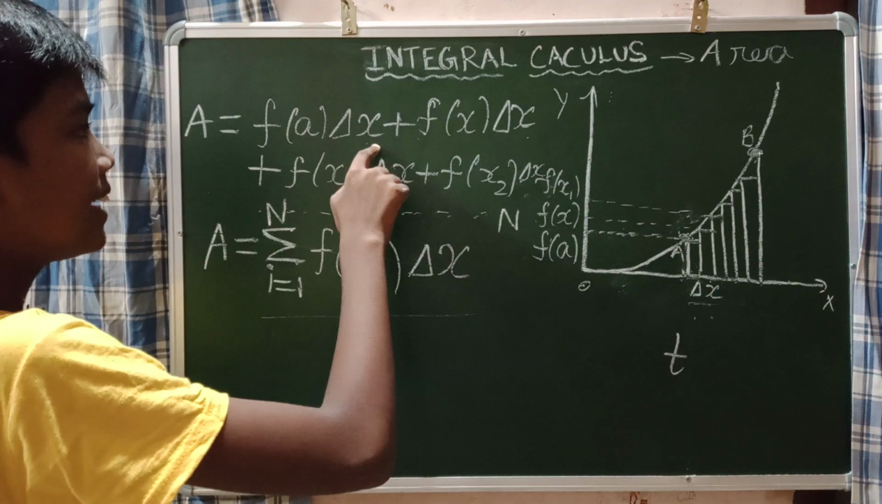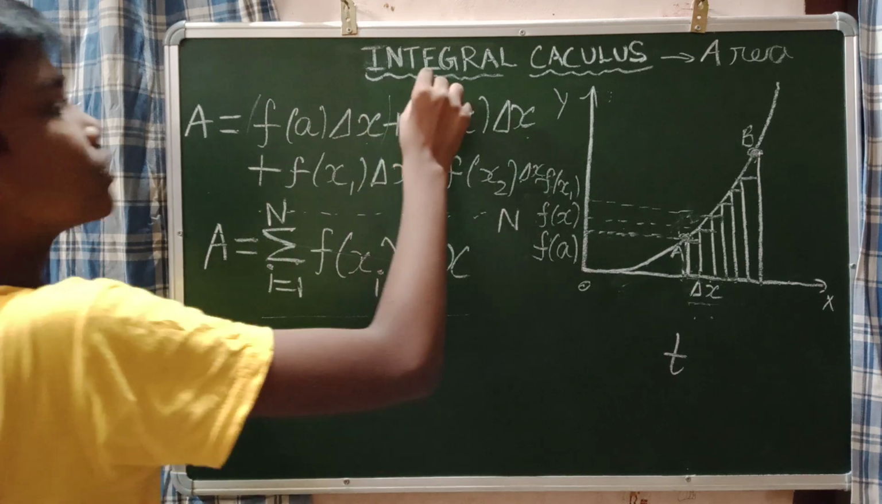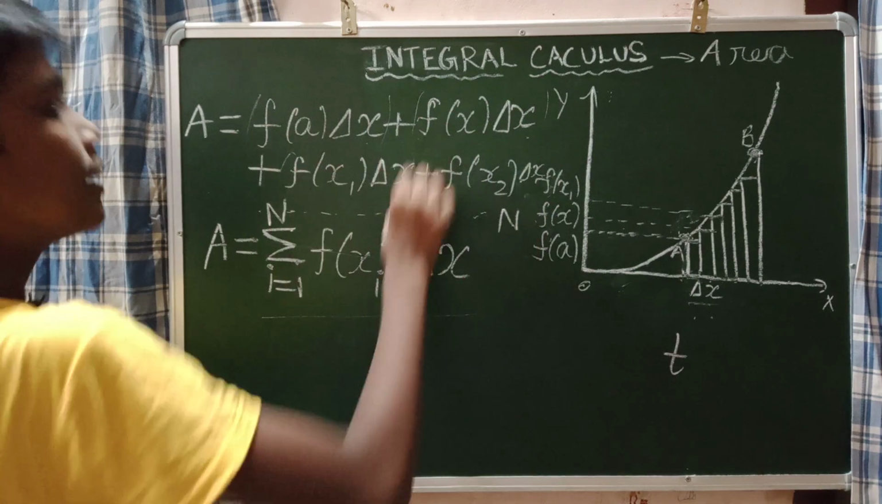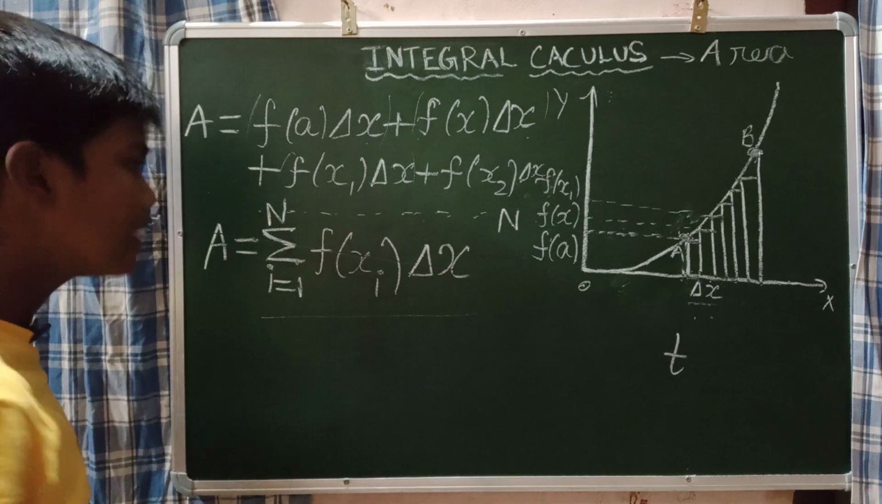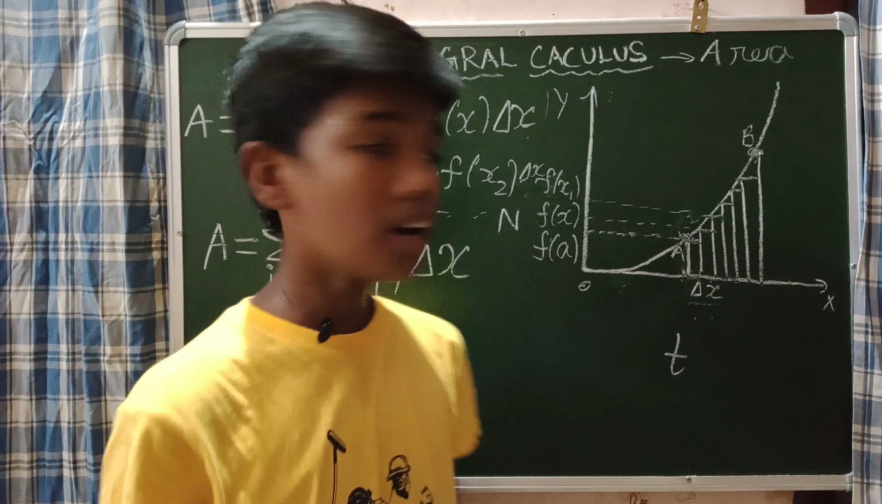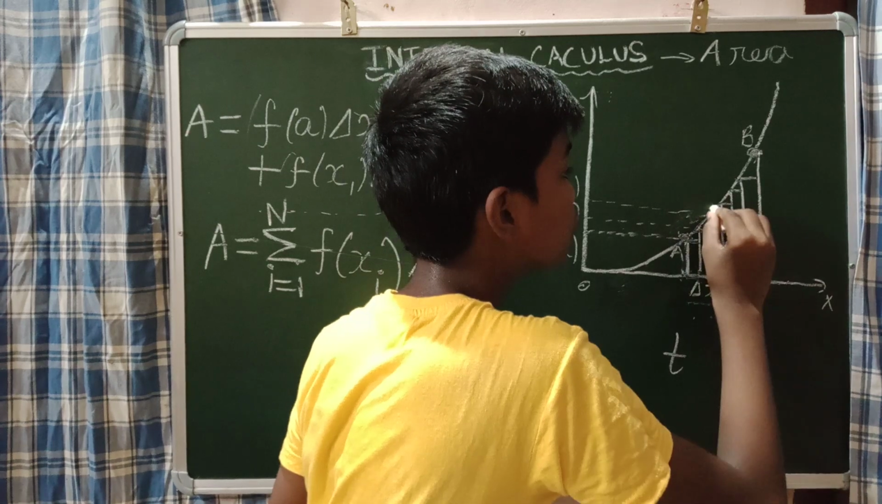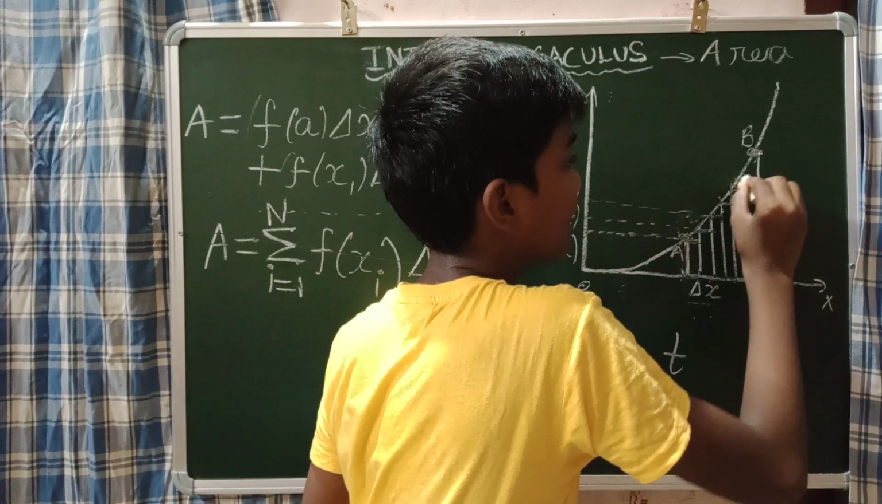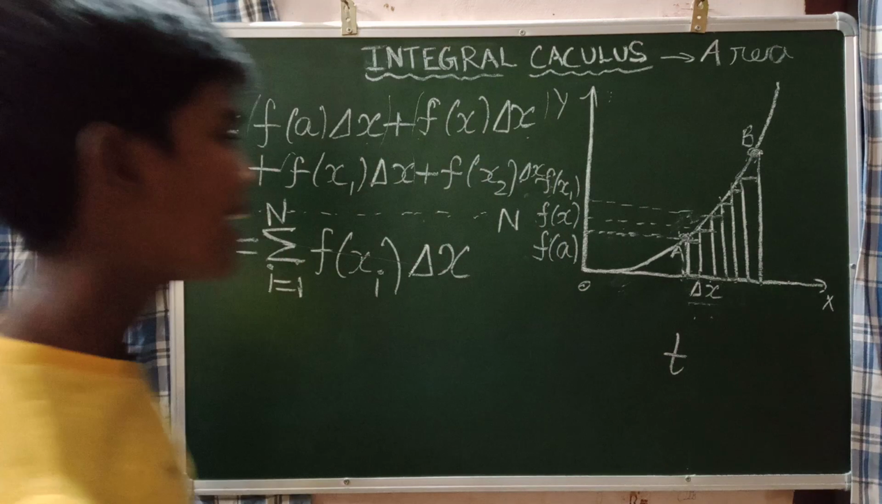That is f of a into delta x, area of the first strip, area of the second strip, area of the third strip, area of the fourth strip. Like that, added and simplified into this form. But this cannot be an accurate area, as I told, because we did not add the small triangles located on top of the rectangles.